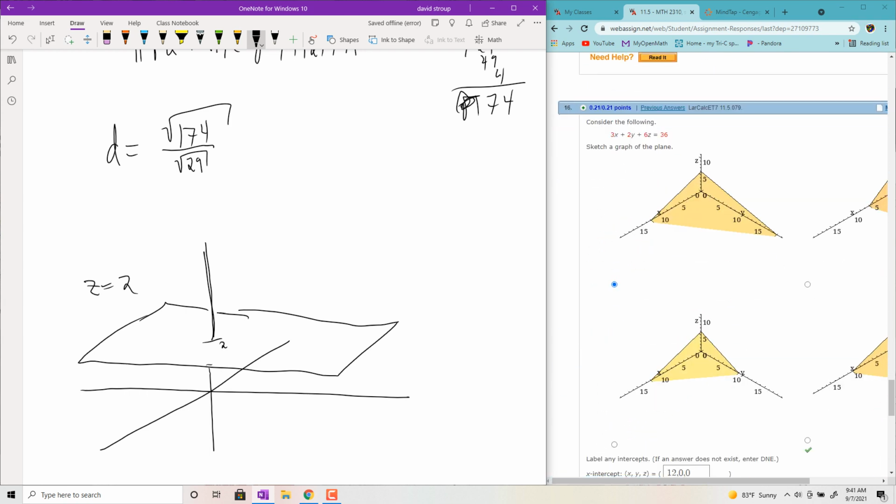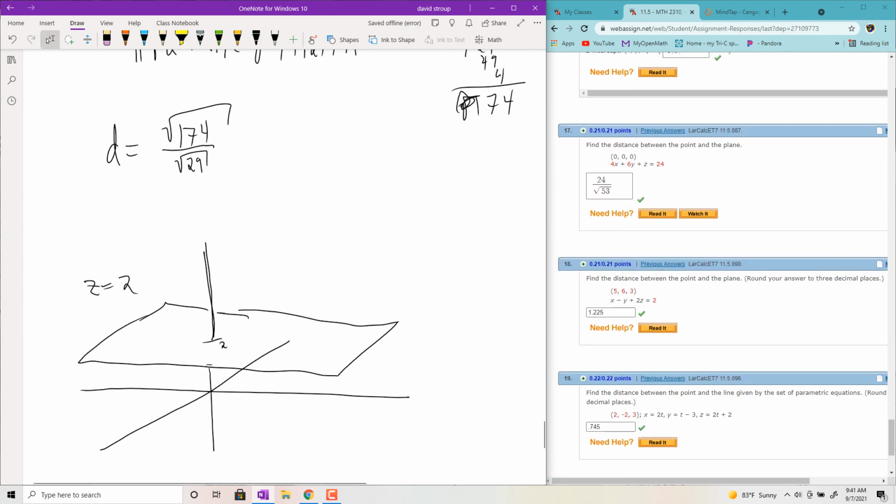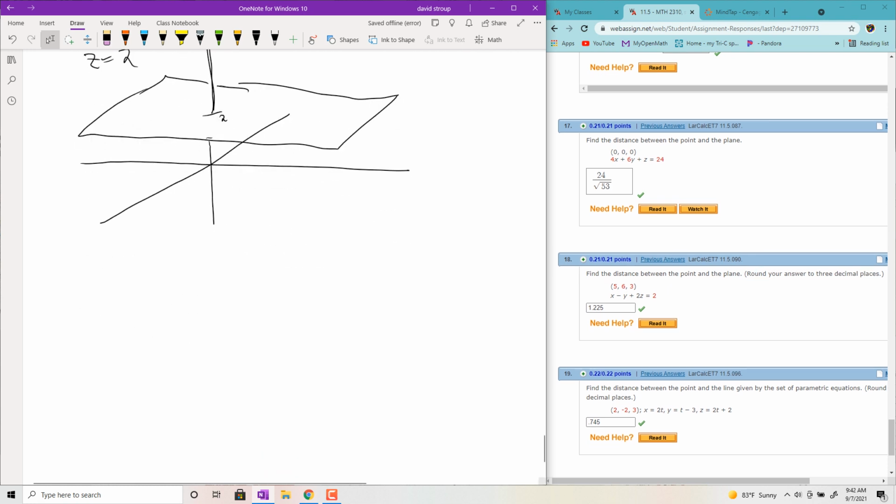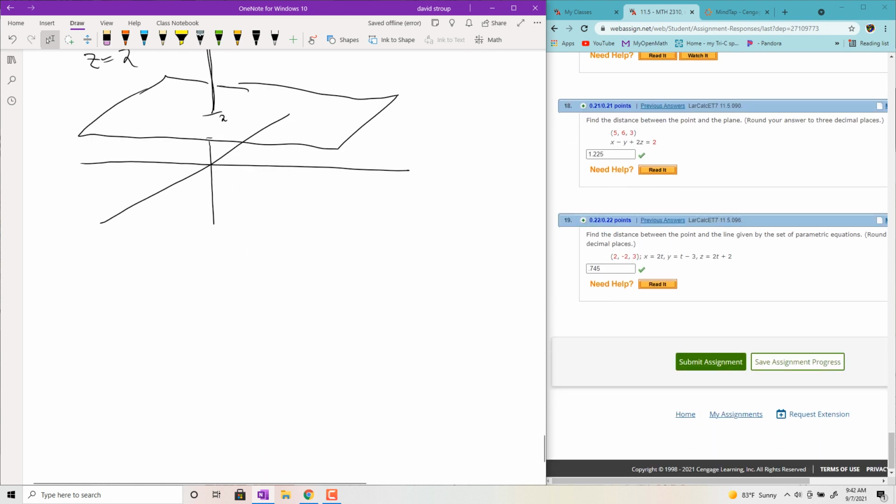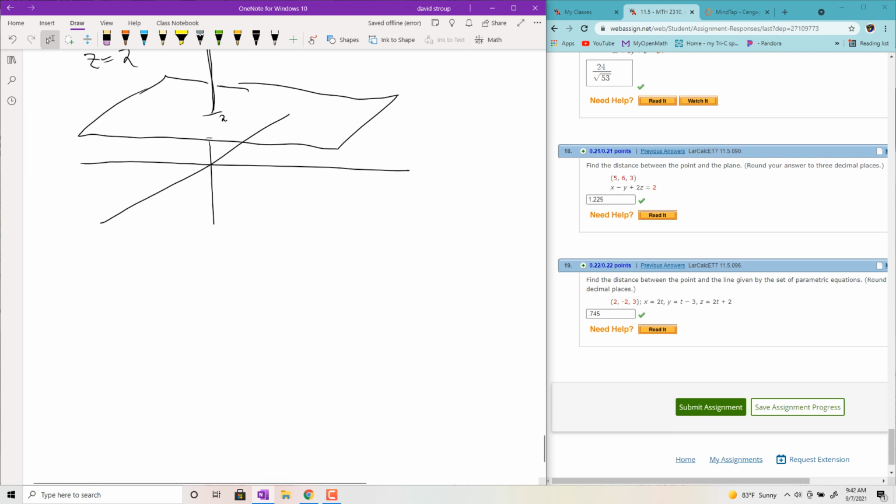So they're doing some planes. Find the distance between the point and the plane. Find the distance between the point and the line. Let's try number 19 for the video quiz. Let me mark in my notes. So this is the video quiz for 11.7. Oh no, 11.5. So number 19.